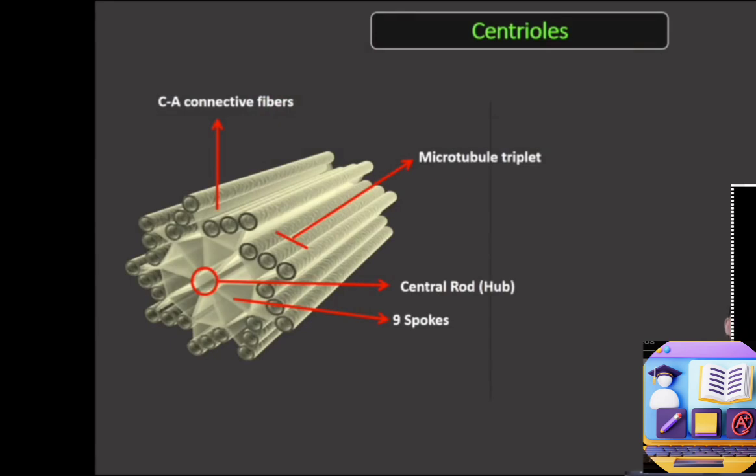Centrioles are composed of nine microtubule triplets, and these microtubule triplets are connected to each other with the help of C2A connective fibers. Further, they are connected to a central rod, also called the hub, with the help of nine spokes. This particular arrangement is called the 9+0 arrangement, and because of it, the centriole gets its characteristic cartwheel appearance.